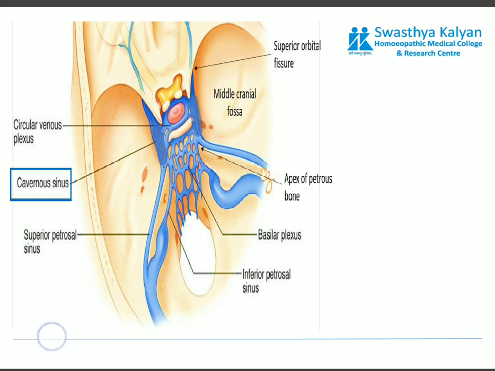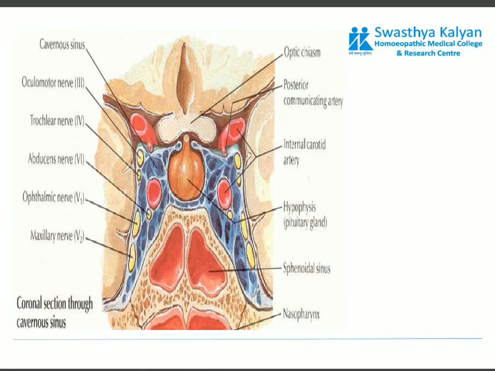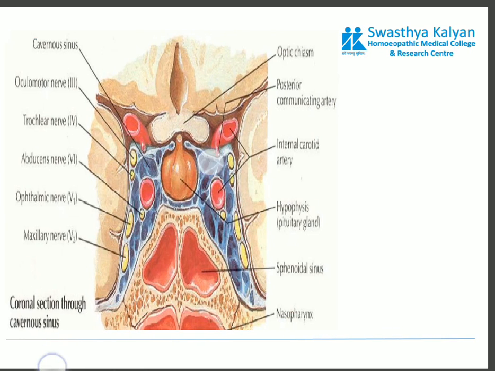This is the sphenoid bone. These are the wings of the sphenoid bone, and this is the body. On either side of the body, there are cavernous sinuses located. The length of the sinus is about 2 centimeters and they are 1 centimeter wide. The interior of these sinuses is divided into a number of spaces or caverns by trabeculae. Here in blue, these are the cavernous sinus.